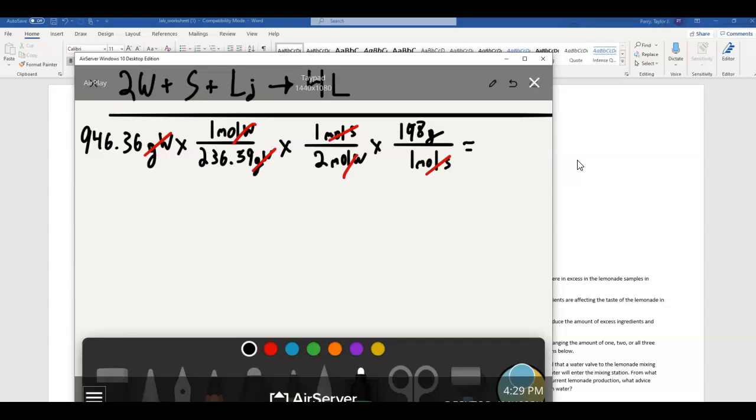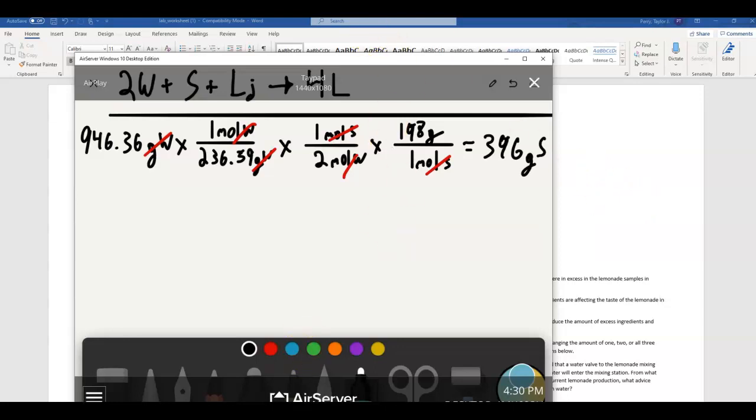I've got my calculator. I'm taking it out. So 946.36 divided by 236.59 divided by 2 times 198. So I'm putting all that in my calculator, just going across here, and I end up with the value 396. So I don't know if you guys get that, but I get 396 grams of sugar. Okay, 396 grams of sugar.